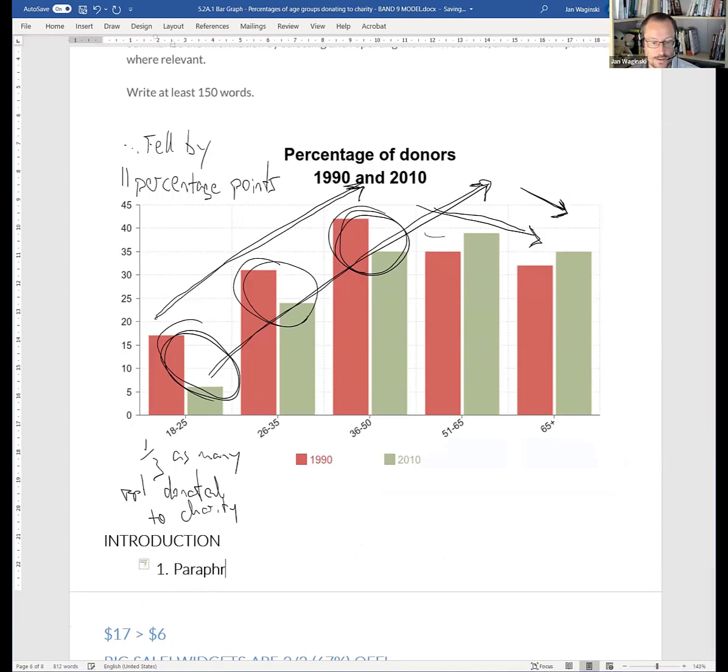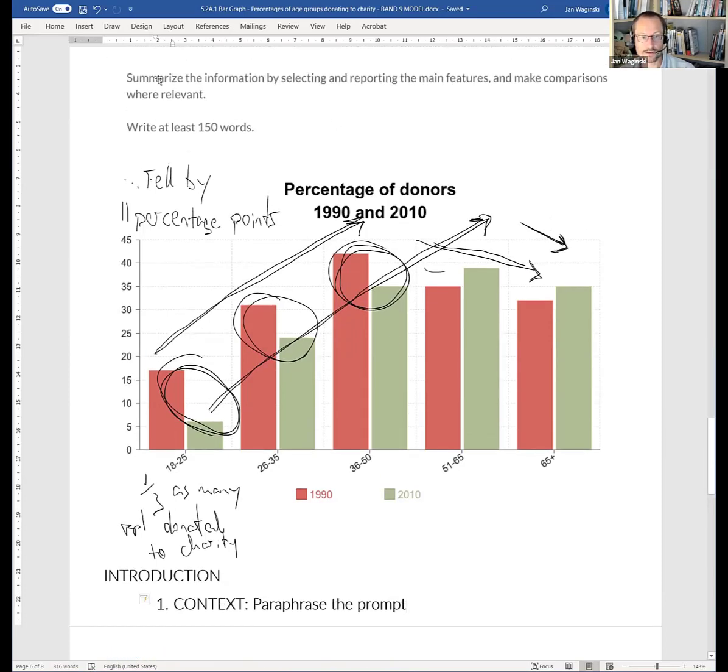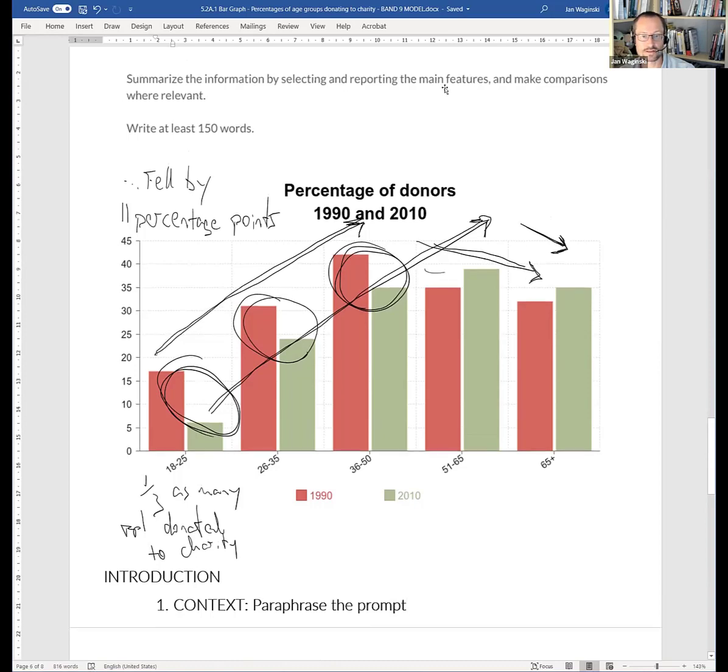Sentence 1, paraphrase the prompt. So sentence 1 is the context. What on earth are we talking about? And by the way, this pattern is the same pattern you will follow for the rest of your life for any kind of report like this. Any kind of situation like this, it's always going to follow the same pattern. It has to. Your first sentence, whether it's an essay, whether it's a letter, whether it's a report, what the heck are you talking about? That's the context. So all you need to do is paraphrase the prompt that they give you.